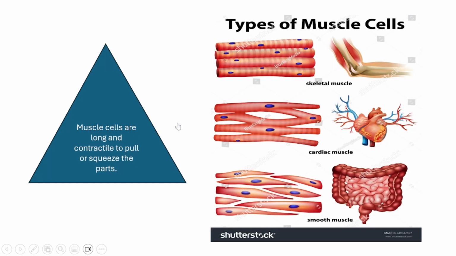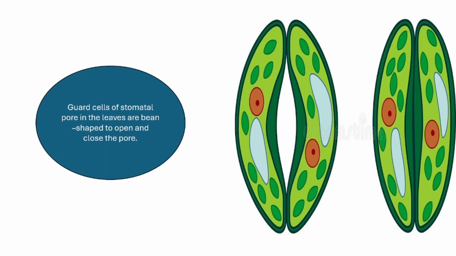Next is the muscle cell. Muscle cell is a different type. Skeletal muscle is a different type. Cardiac muscle and smooth muscle. So muscle cells are long and contractile to pull or squeeze the parts because muscle contraction is needed. The guard cells in the stomata in the plant are bean shaped to open and close the pore. So the different shapes determine the different functions.